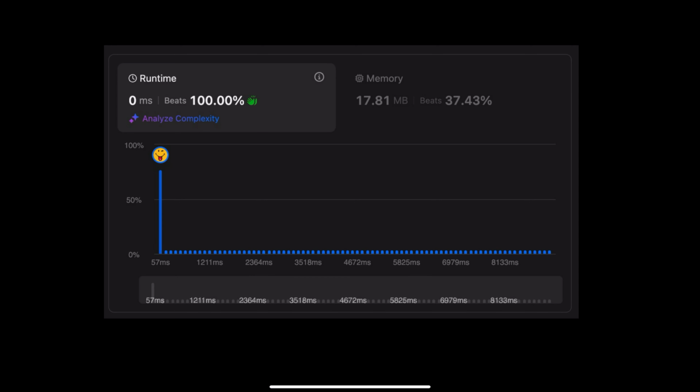This code, when submitted on LeetCode, beats 100% of the submissions in terms of runtime and 37% in terms of memory.